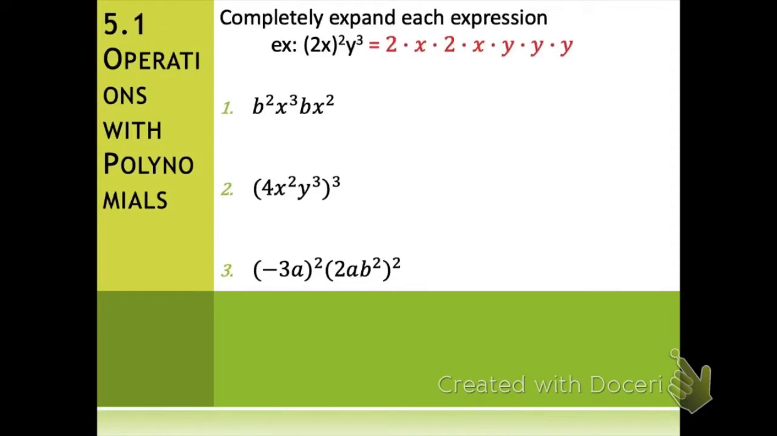Okay, so completely expand each expression. I left one of the examples there for you. Make sure it's completely expanded. All right, take a second to do that on your own in your notebook.